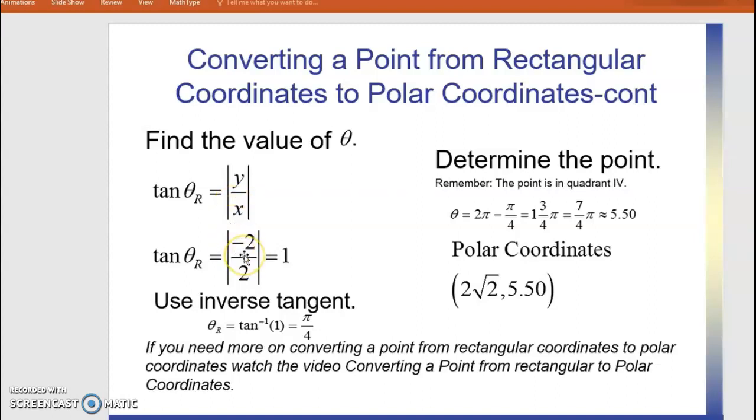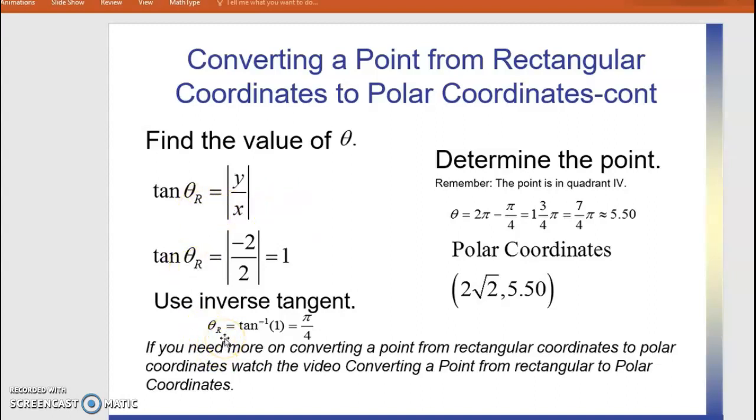So plugging in for y, our point in our rectangular coordinate system has a y value of -2, and plugging in for x, that value of 2. We divide, and we get 1 after taking the absolute value. Now we need to find the inverse tangent. Well, the angle with a tangent of 1 is pi by 4. We are almost there with finding the value of theta, but this is our reference angle.